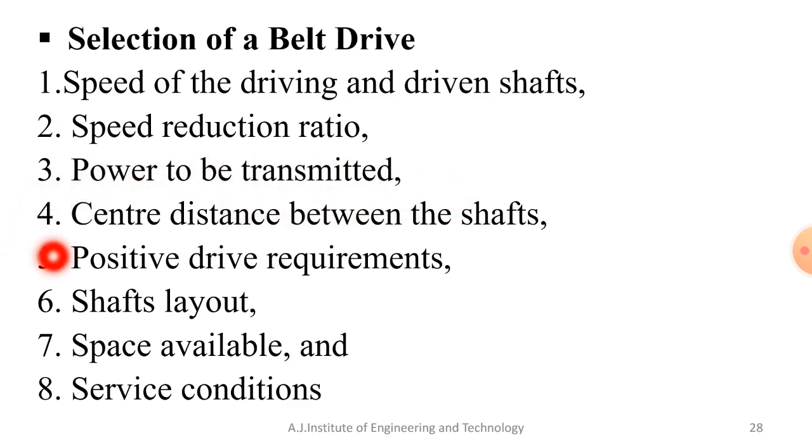Similarly, the fourth one, the center distance between the shafts. What is the center distance between the two shafts? It's nothing but the distance between the two shafts. One shaft may be located at one point and another shaft at a certain distance. If you take the distance from the center of the driver pulley to the center of the driven pulley, that distance we call the center distance.